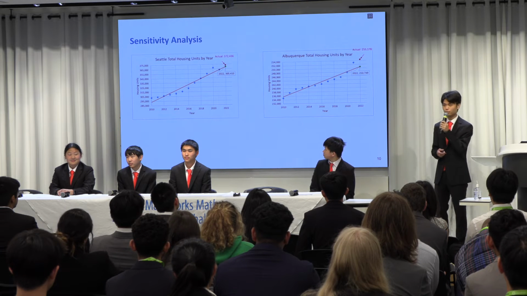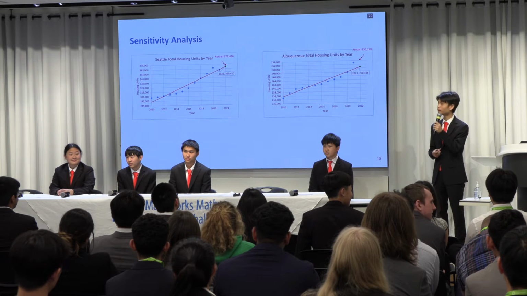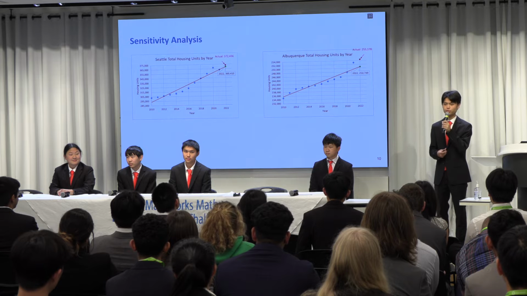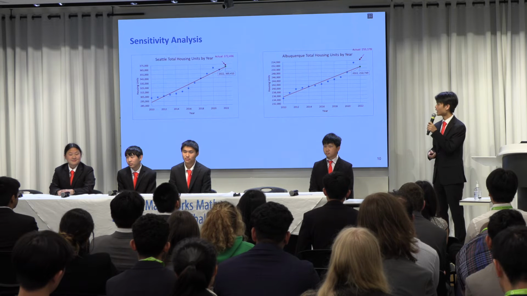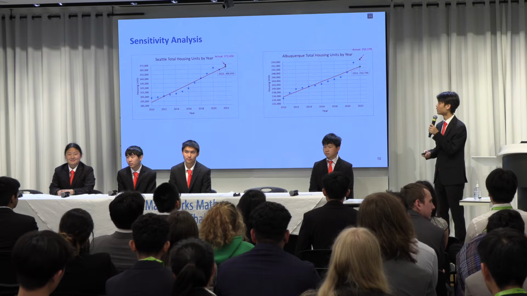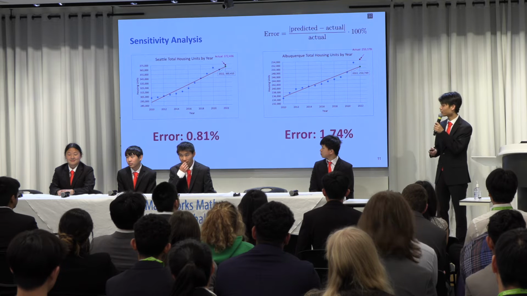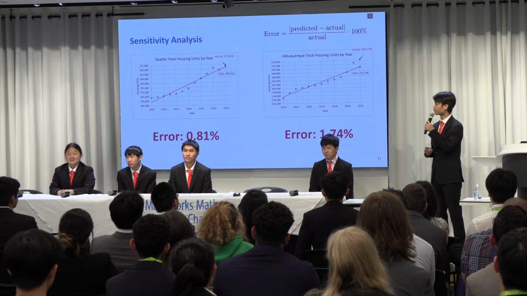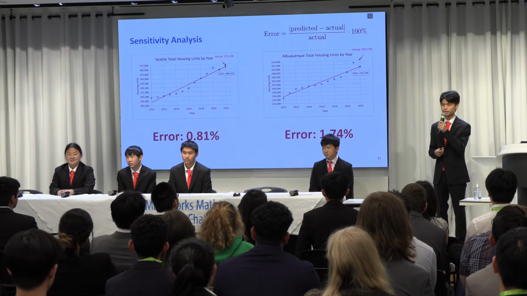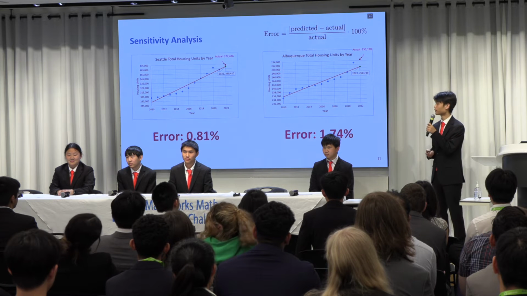To test the robustness of our model, we conducted a sensitivity analysis where we removed the 2022 data point, and we refit our data onto a new model, and we compared our predicted data and our actual data. The actual data is labeled here in pink, while our predicted is the green one. After calculating the error, we got an error of 0.81% for Seattle and an error of 1.74% for Albuquerque. So these are very, very small errors, and we're confident that our model is working.